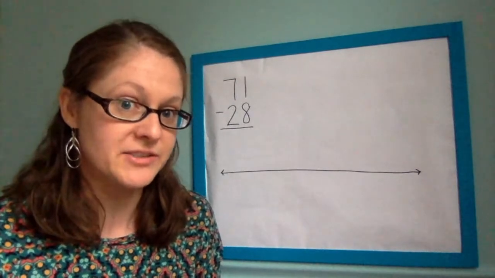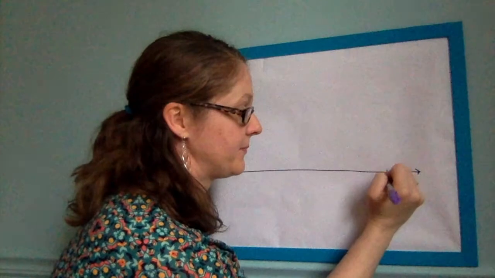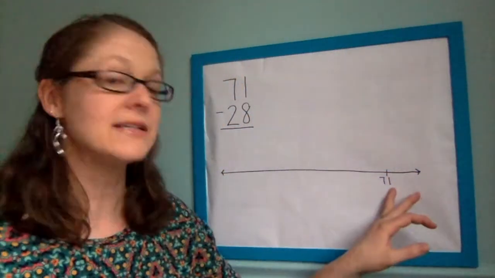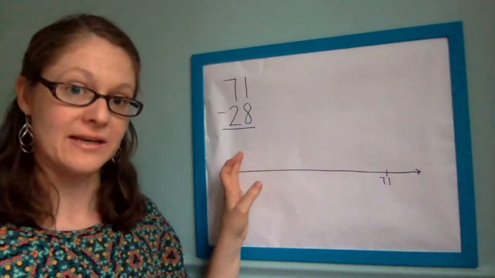Here's your other major change. In addition, we started here. But in subtraction, we're going to start down here and put our 71 down here. That is the larger of the two numbers, and we're subtracting or taking away and making our number smaller.